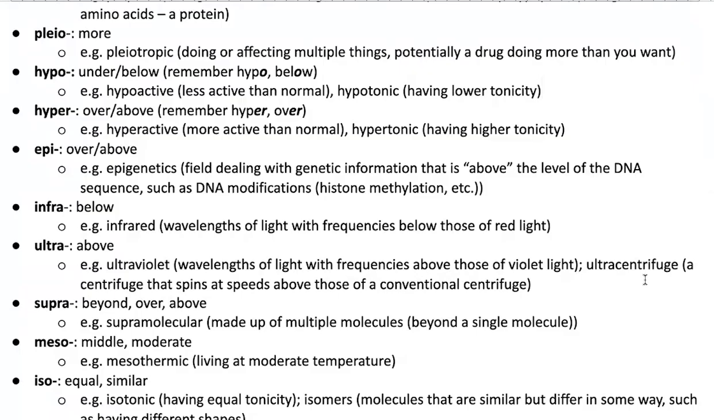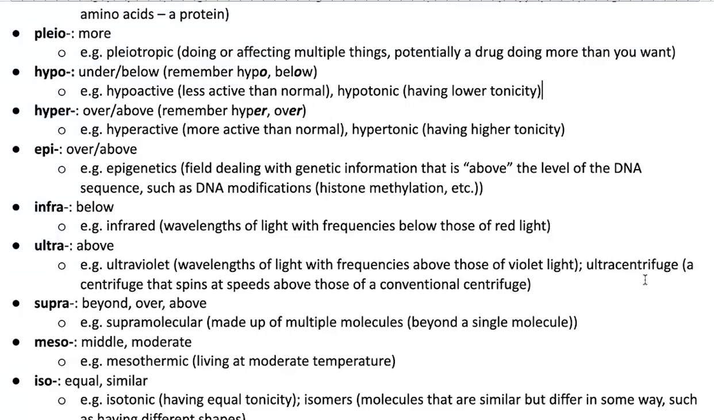Hypo, think hypo below. And so hypo means under or below. So if something is hypoactive, it's less active than normal. And if something's hypotonic, it has a lower tonicity. Hyper, over or above. So remember hyper, over. Think about being hyperactive. People are really, really active, really excited. They're more active than normal. And so we can talk about a hyperactive protein.